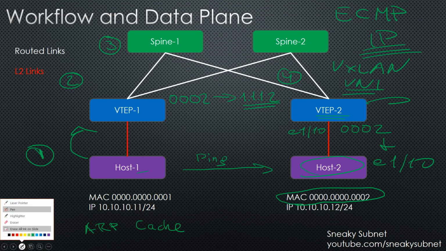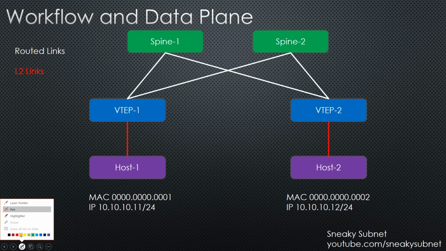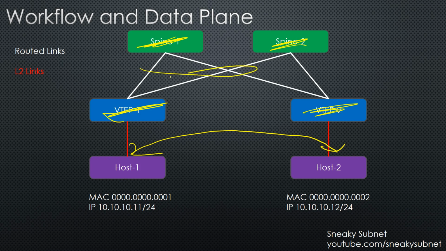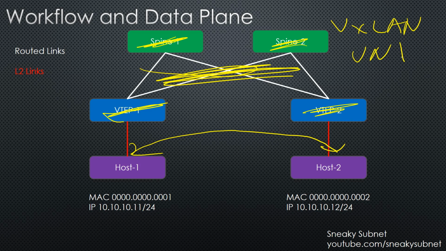So eventually, and in the end, host number 1 and host number 2 don't know anything about VTEPs, spines, routed links. They don't know anything about VxLAN, VNIs, VTEPs, etc. For them, it's just regular Ethernet, and it looks like these guys are connected to a regular layer 2 switch.